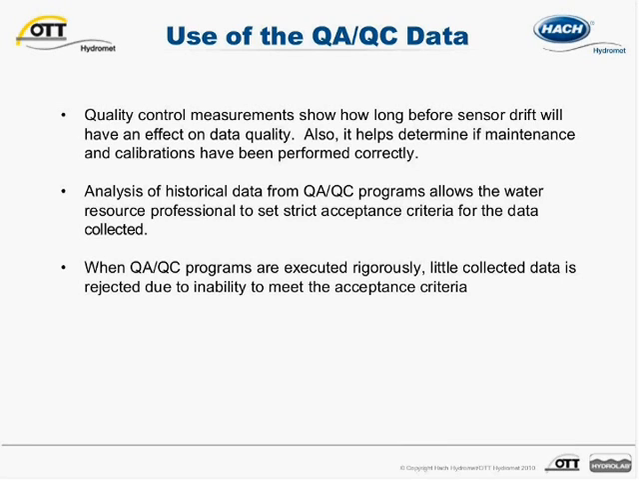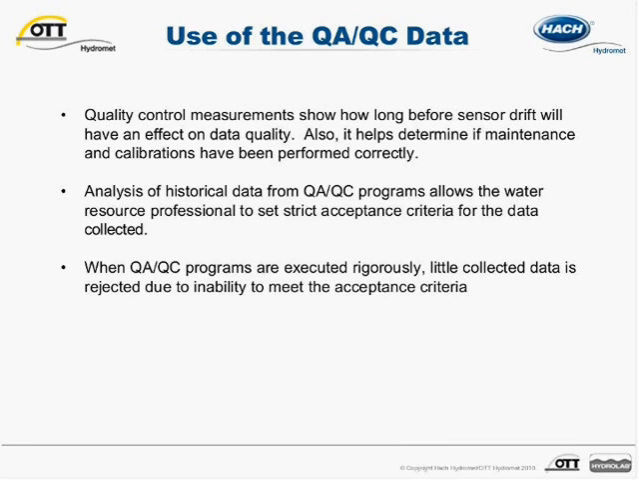All the QA/QC data can be used toward the goal of maximizing the quality of field data sets. Over time, it will become evident just how long before sensor drift and fouling will begin to have an effect on data quality. Also, it will help to determine if maintenance and calibrations have been done correctly. Step changes in data are often suspicious and sometimes can be traced back to something human-caused, perhaps a bad calibration or a missed maintenance routine.